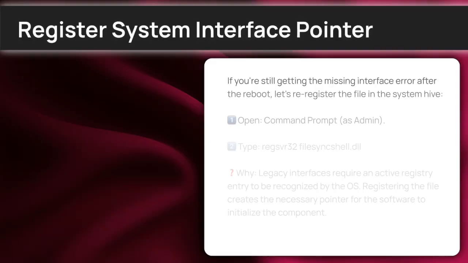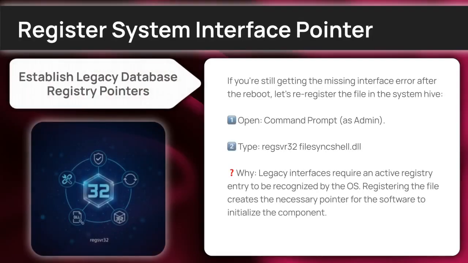If you're still seeing the same problem post-restart, let's escalate our troubleshooting to the next tier. Feel free to pause the video if the next steps come at you too fast. If you're still getting the missing interface error after the reboot, let's re-register the file in the system hive. First, open Command Prompt as admin. Second, type regsvr32, followed by your file name causing the error, then hit enter.